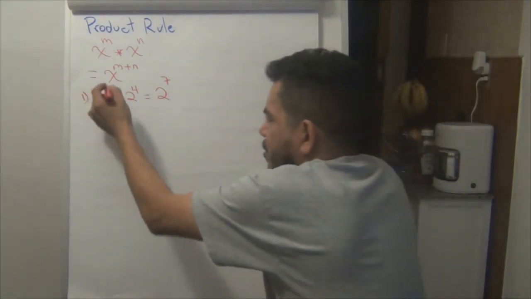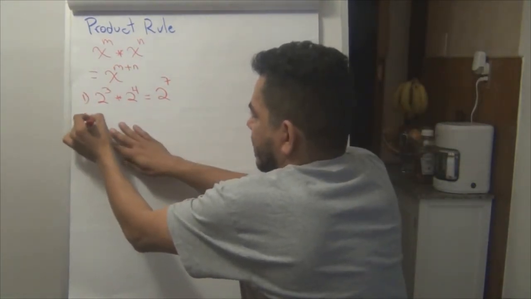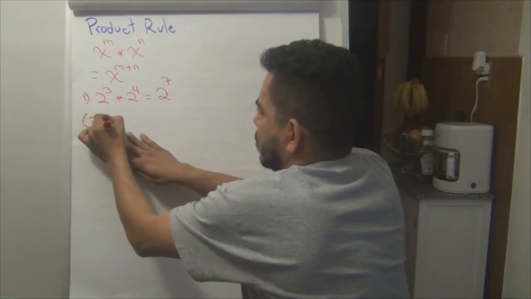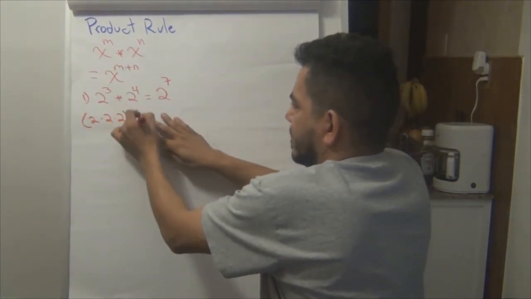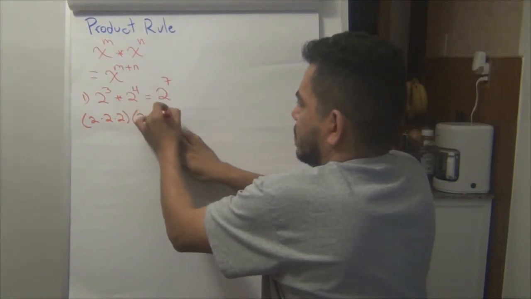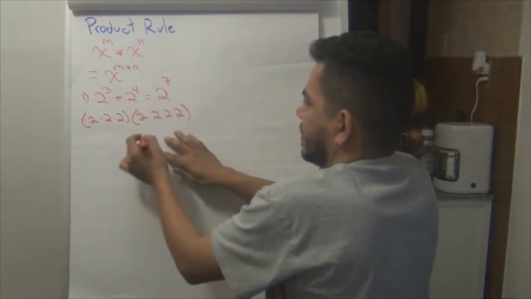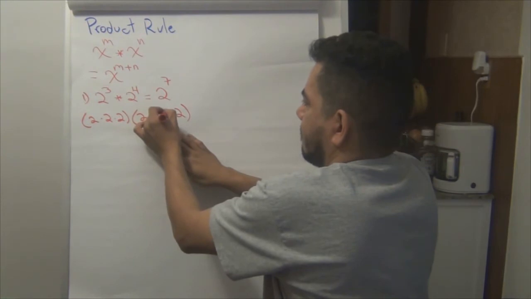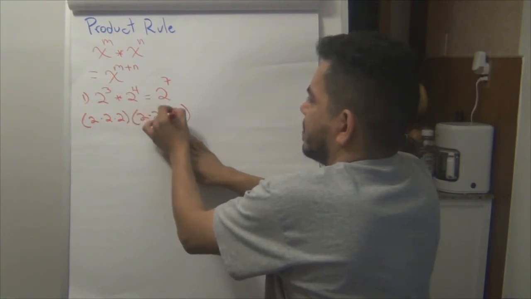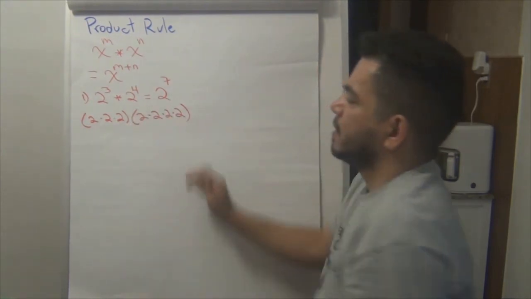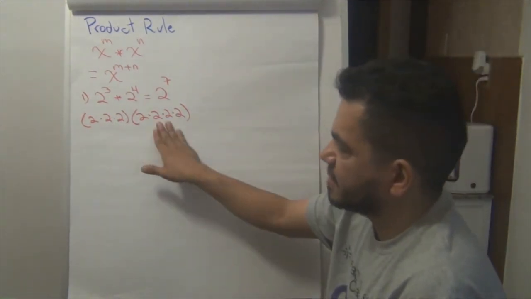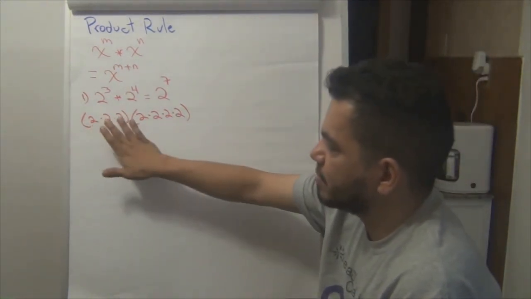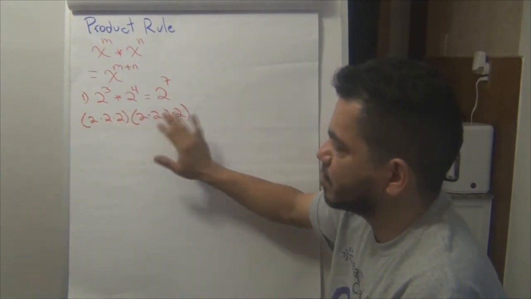Look. 2 to the third power is nothing more than 2 times 2 times 2. 2 to the fourth power is 1, 2, 3, 4. This dot in the middle means multiplication, okay? So now let's see what we have. We have this times this. So we have 2 times 2 times 2 times 2 times 2 times 2 times 2.